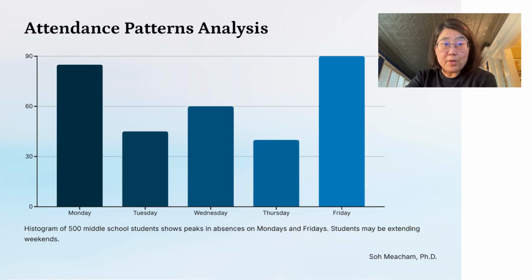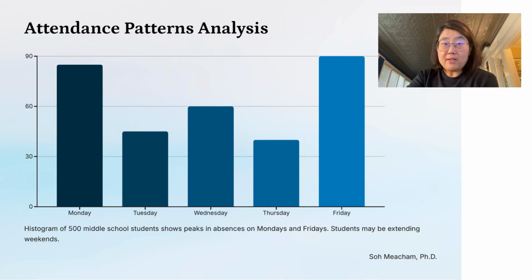To add another layer, let's consider attendance rates in a middle school. Suppose we have attendance data for 500 students over a semester. We want to know, are there patterns in attendance? Do certain days have higher absentee rates? We create a histogram with bins representing each day of the week. The x-axis shows days, Monday to Friday, and the y-axis shows the number of absences.